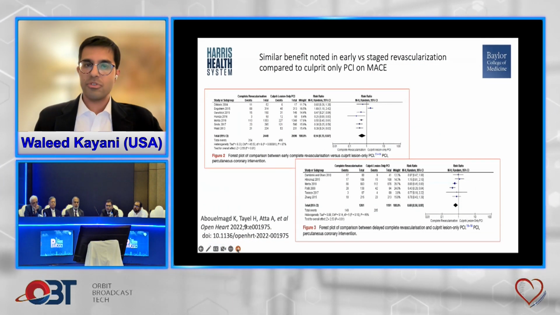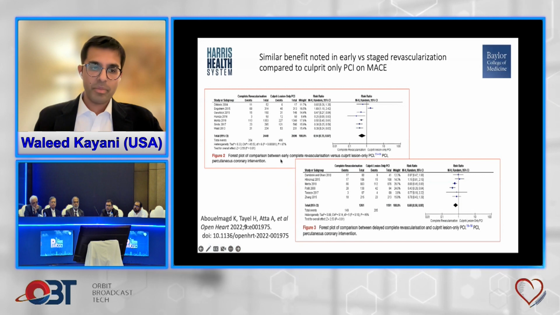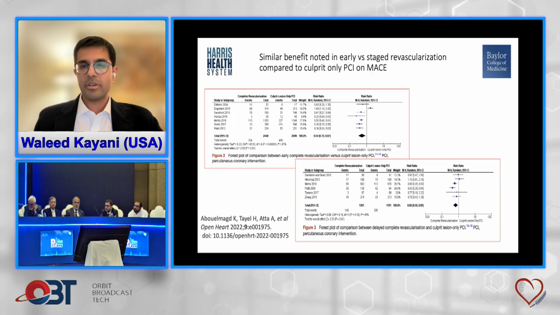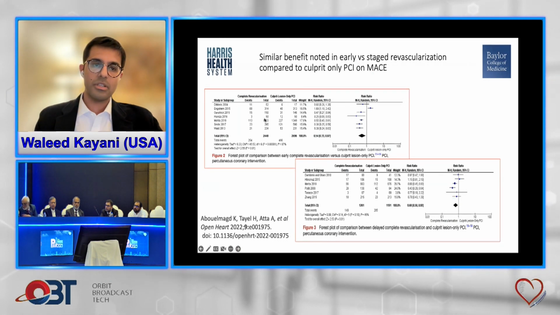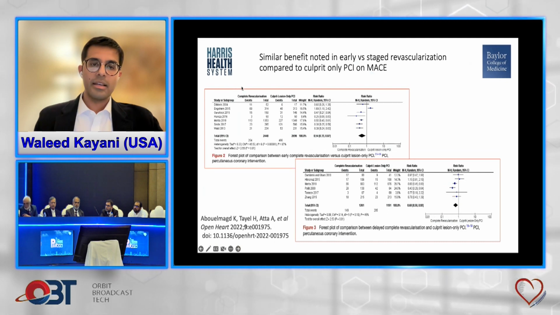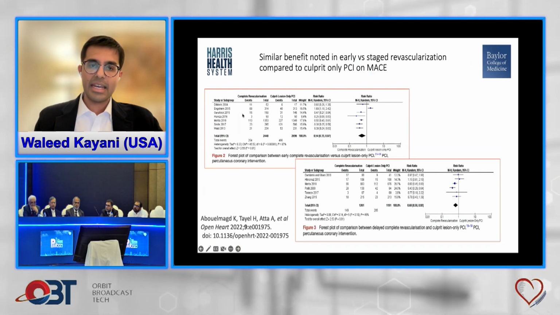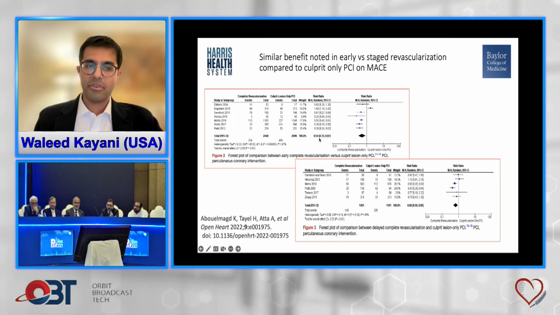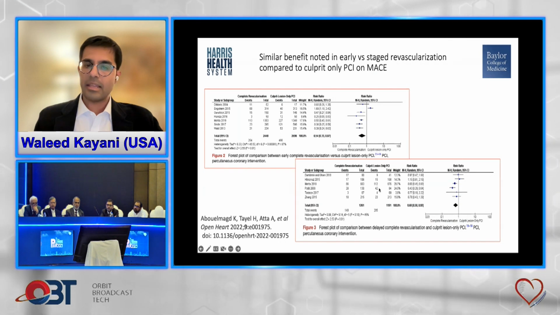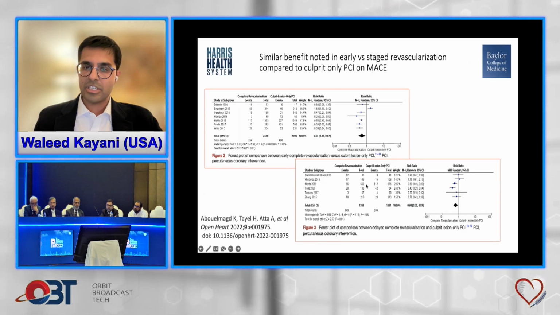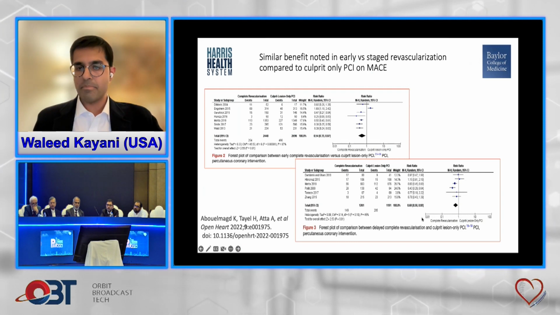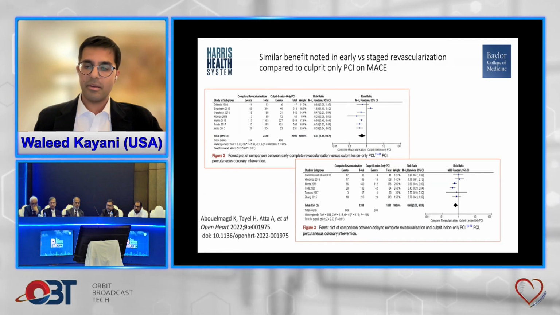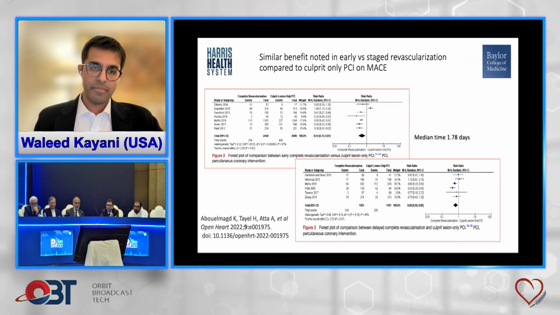I'm going to go over 2 meta-analyses to build my point. This is again an important meta-analysis published last year in Heart. 7,500 patients, 11 randomized controlled trials. On the top panel here is shown complete revascularization done during index hospitalization compared to culprit-only PCI. As you can see, significant benefit favoring complete revascularization. At the bottom panel here, you can see complete revascularization done in a staged fashion compared to culprit lesion-only PCI, again showing a significant difference on major adverse cardiovascular events.